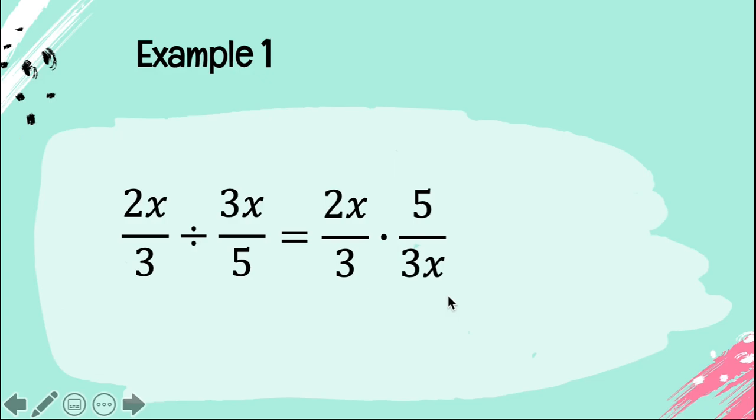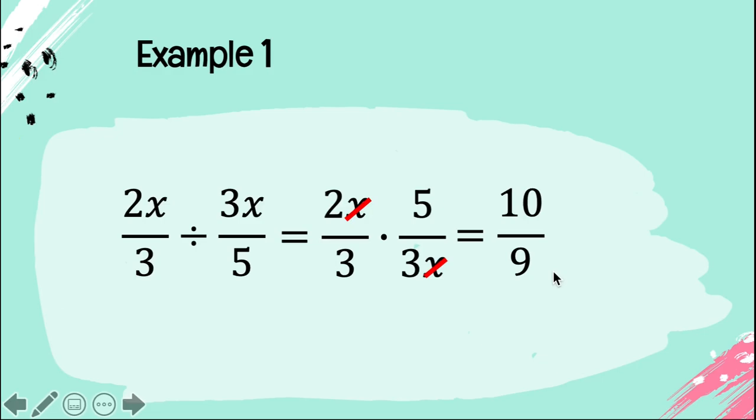And then after that, cancel the common factors. The only thing that we can cancel here is just x. And then after that, we have to multiply the remaining factors. So we have 2 times 5. The answer here is 10. And then 3 times 3 will have 9. So this will be the final answer, 10 over 9.